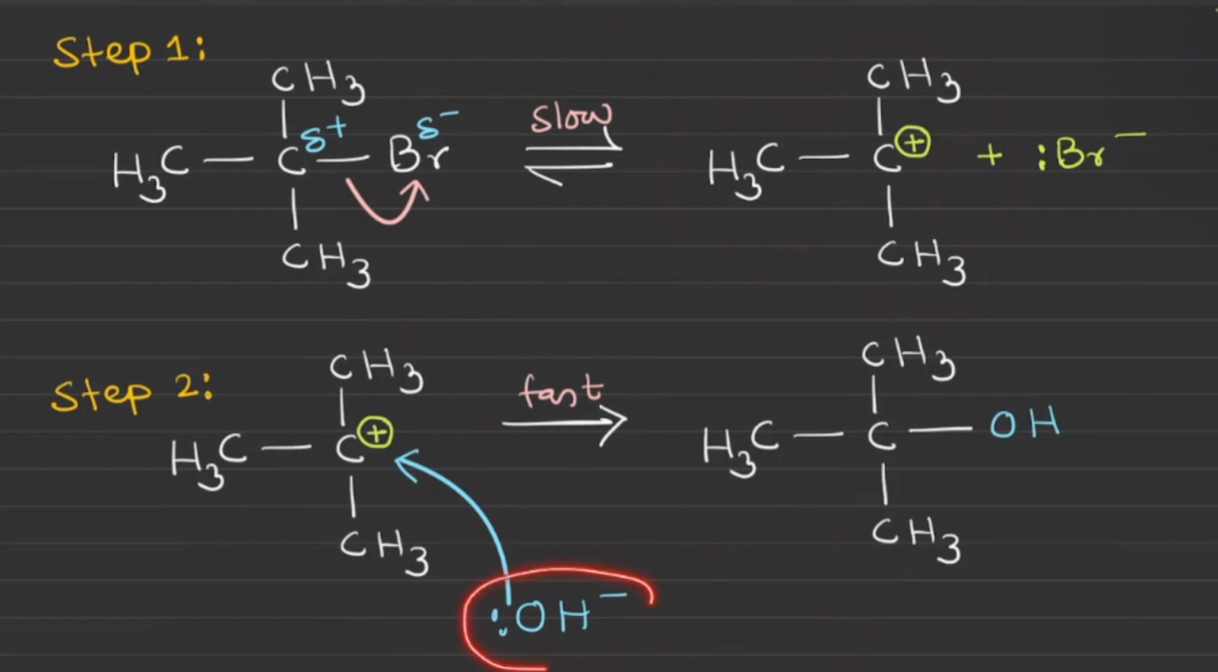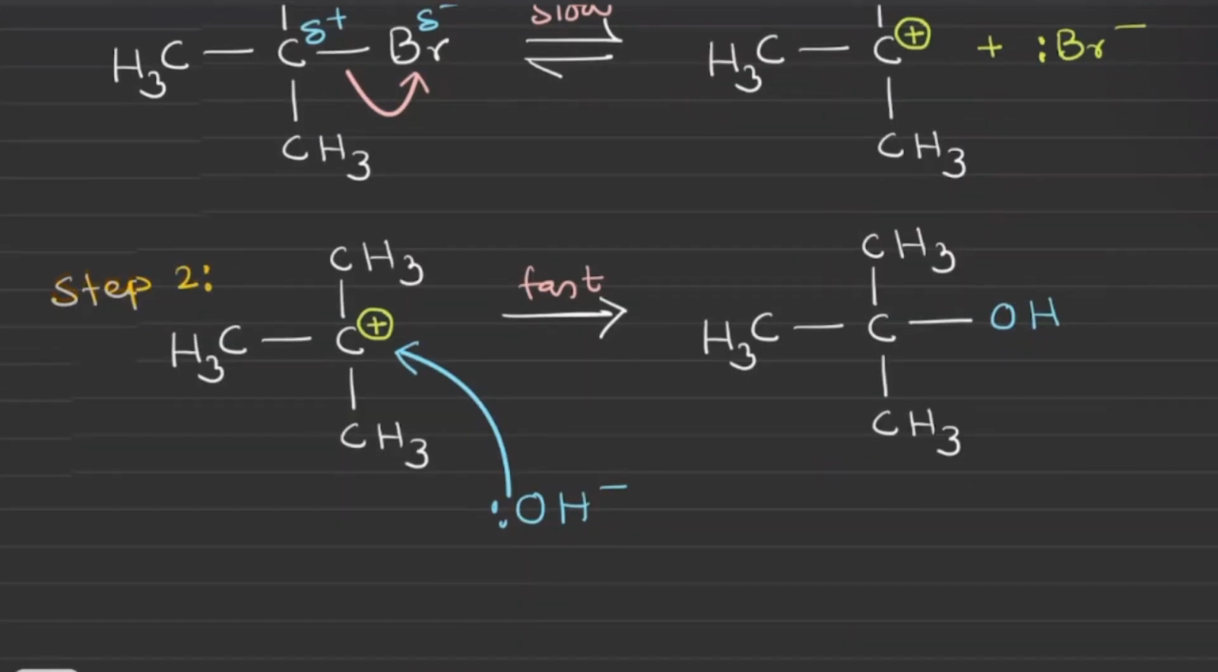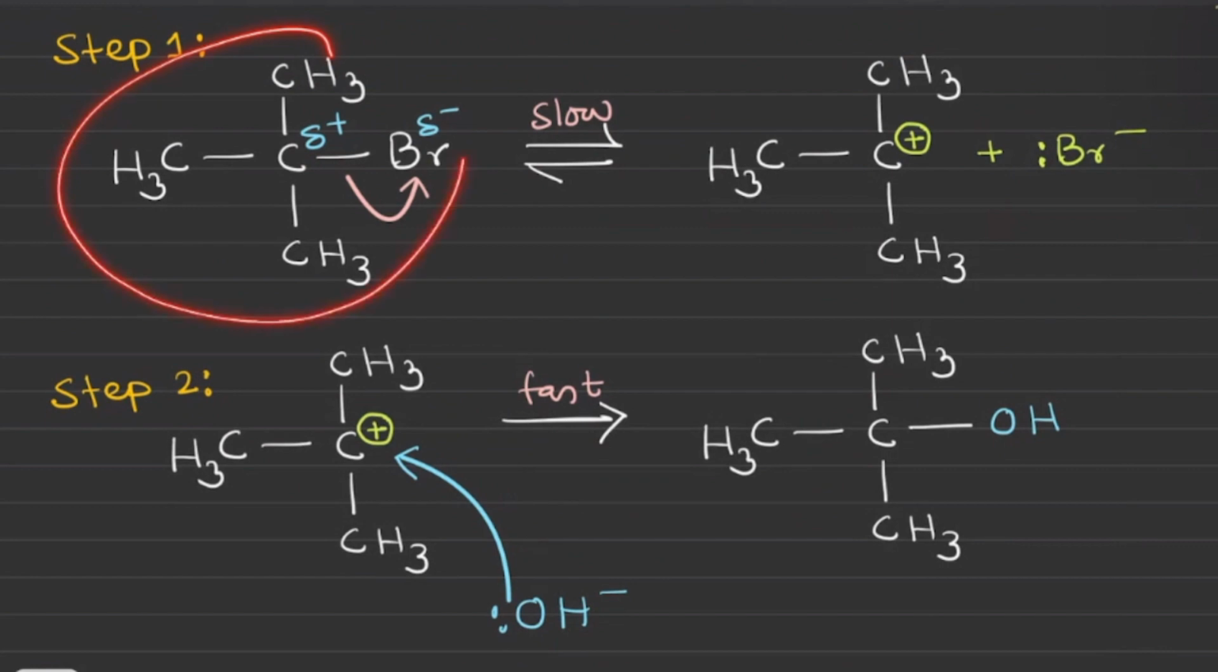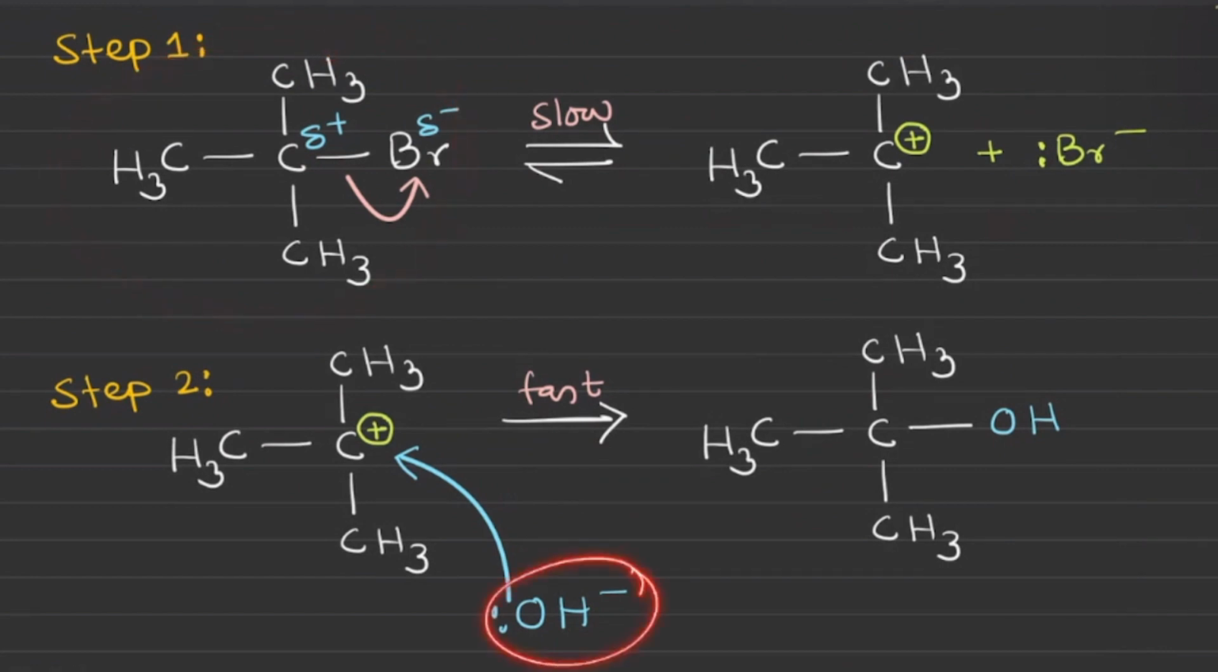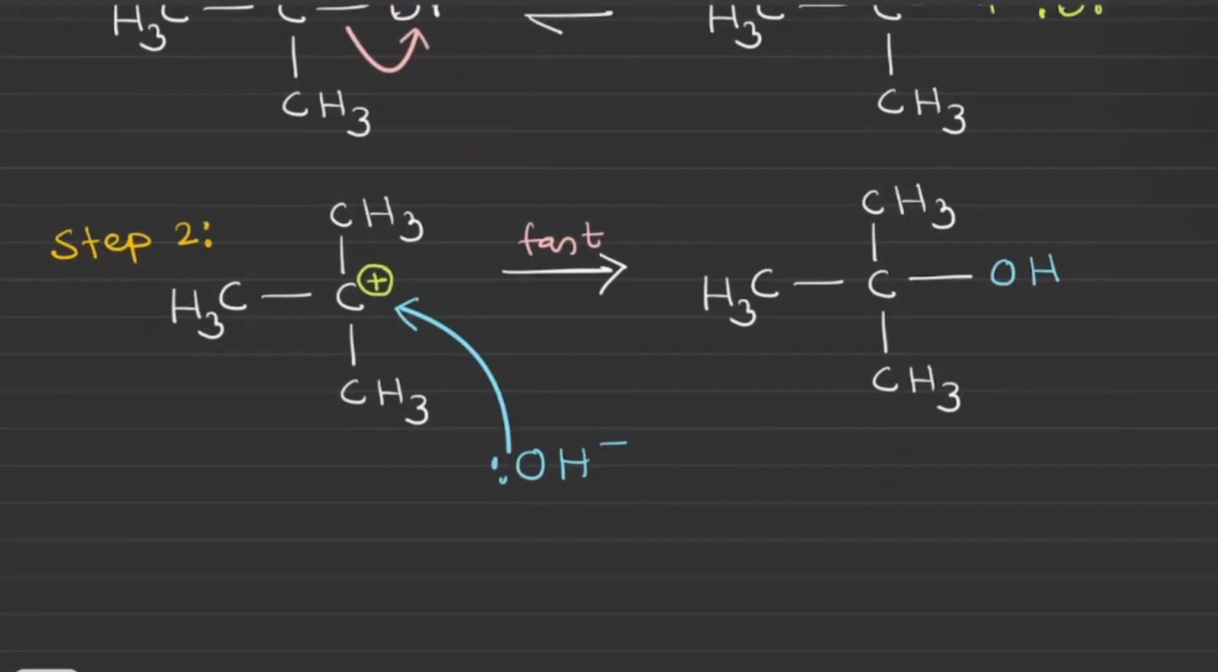So আমি যদি hydroxide ion এর concentration increase করি, rate of reaction does not increase. আমি যদি hydroxide ion এর concentration decrease করি, rate of reaction does not decrease. And so this reaction is said to be first order with respect to the halogenalkane. This reaction is said to be zero order with respect to the hydroxide ion. And so first order with respect to the halogenalkane and zero order with respect to the hydroxide ion. And if I add them together, I get 1.